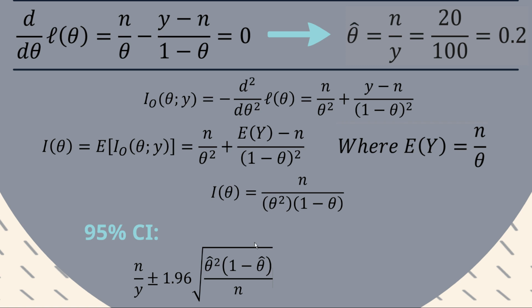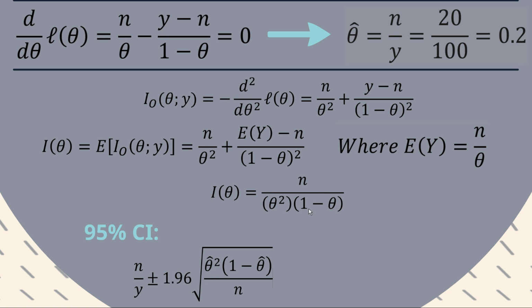So in constructing a 95% confidence interval, we have n on y, which is going to be our estimate up here of 0.2, plus or minus 1.96. Where do we get 1.96 from? Well, the good thing about MLE, as we'll find, is that when n is sufficiently large, the MLE will have a normal distribution around it. So this is simply the value from the normal distribution at 95%.